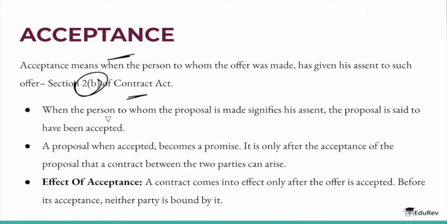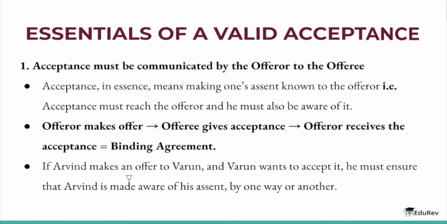Now, what is going to be the effect of the acceptance? A contract comes into effect only after the offer is accepted. Before its acceptance, neither party is bound by it. Let's understand all of this by understanding the essentials of a valid acceptance. Acceptance must be communicated by the offeree to the offerer. Acceptance, in a sense, means making one's assent known to the offerer. That is, acceptance must reach the offerer and he must also be aware of it.